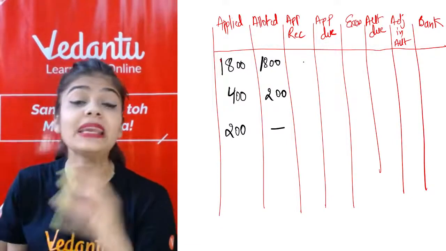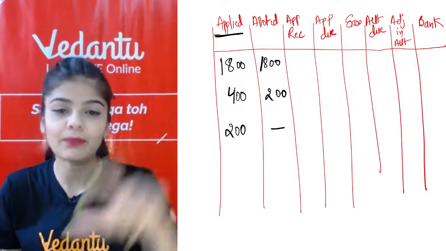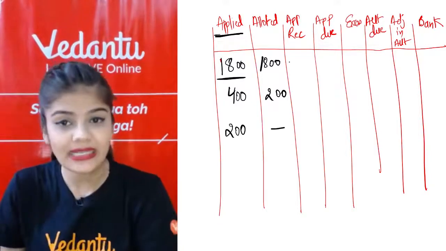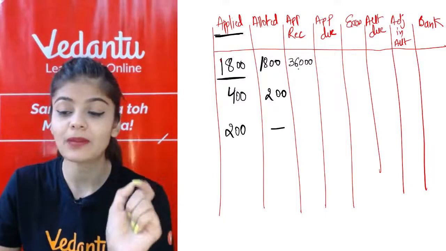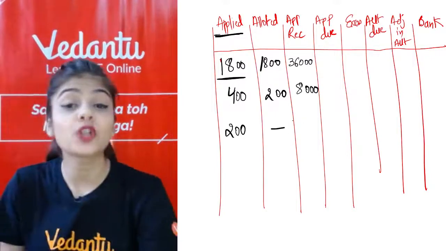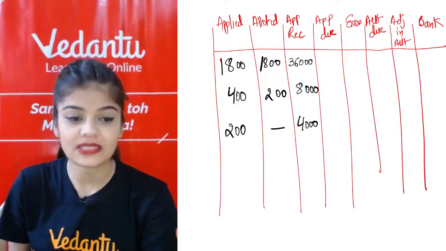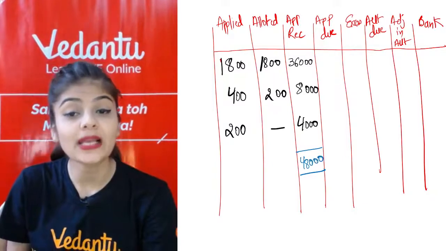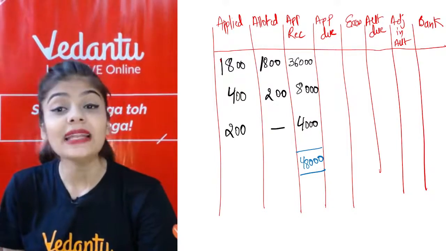So, application money is received on the applied number of debentures. Applied number of debentures are 1800. So, 1800 multiplied by 20, application money received is 36,000. Then 400 multiplied by 20, application money received is 8,000. Then 200 multiplied by 20, application money received is 4,000. The total application money received is 48,000. Then application money due.